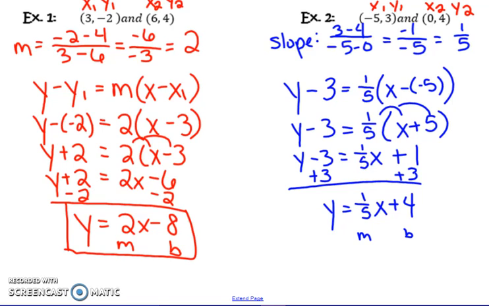Again, we have our m, our slope, and we have our b, our y-intercept. We are in slope-intercept form, so that is our correct answer.